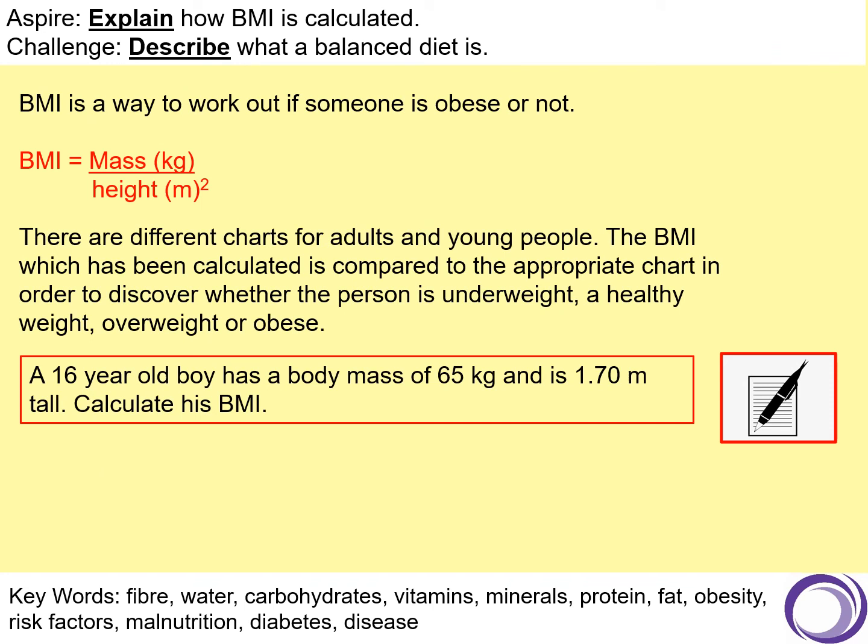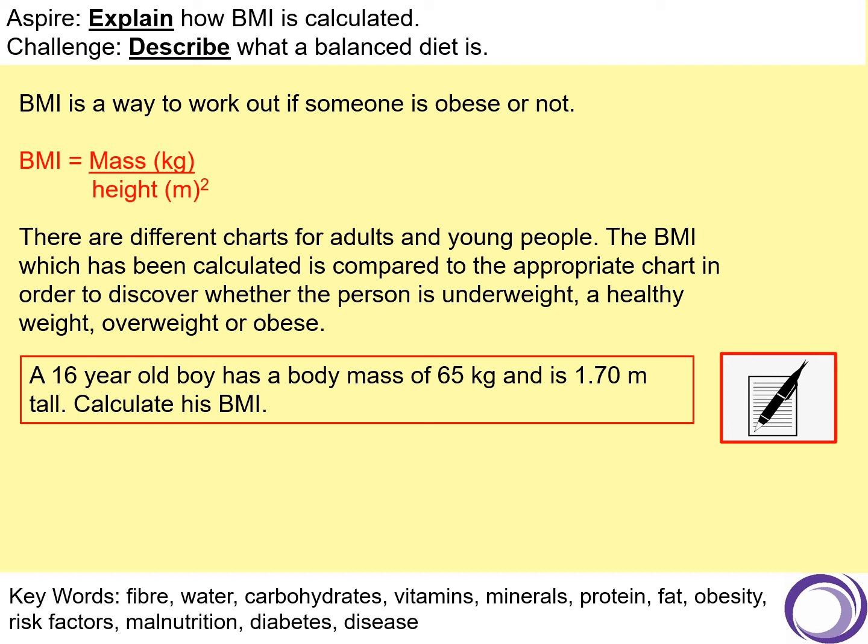So this then leads on to me talking to you about something called BMI. BMI stands for Body Mass Index, and it's a way to work out if somebody is obese or even underweight. How BMI is calculated: it's the mass that the person is in kilograms divided by their height in meters squared. Now there are different charts for adults and young people, and the BMI which has been calculated is compared to the appropriate chart in order to discover whether somebody's underweight, a healthy weight, overweight or obese.